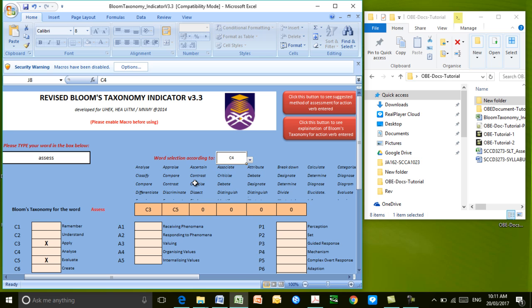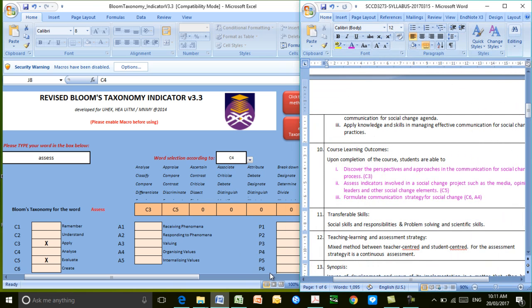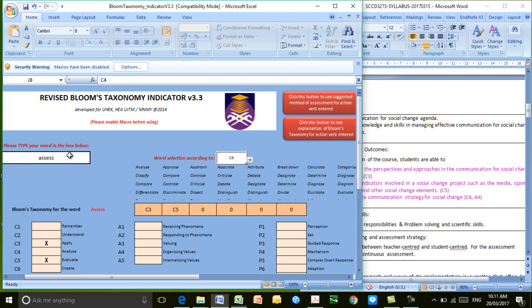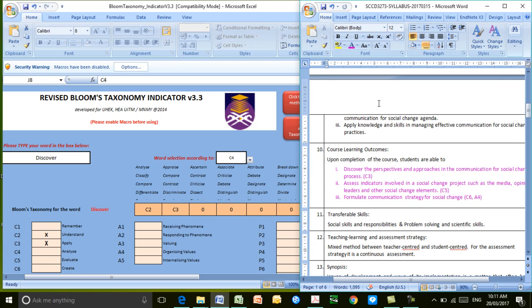Okay, alright. For example, here I have already identified my course learning outcome, and the verb I'm using here is discover. So I put discover. When we enter it, the verb discover can cater for cognitive level 2 and cognitive level 3 as well.